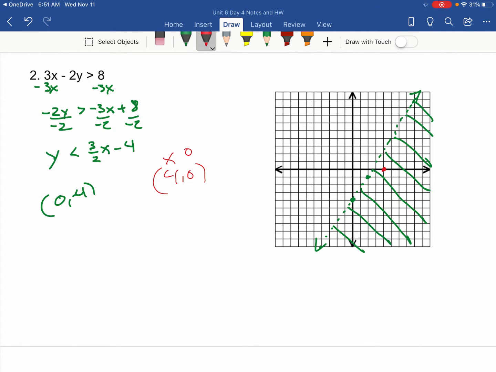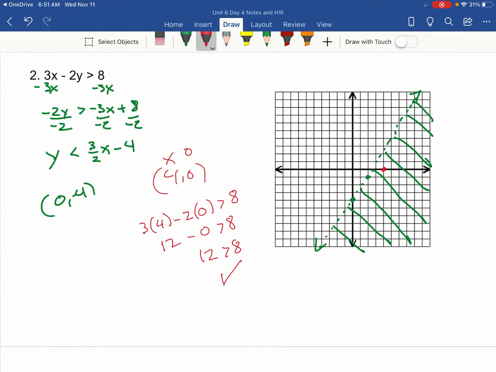And I'm going to plug it into my original. So I've got 3 times 4 minus 2 times 0. I want to see if that's greater than 8. So 3 times 4 is 12. 12 minus 2 times 0 is 0. 12 minus 0 is 12. And I would say, in fact, 12 is greater than 8. Therefore, we did graph it correctly.